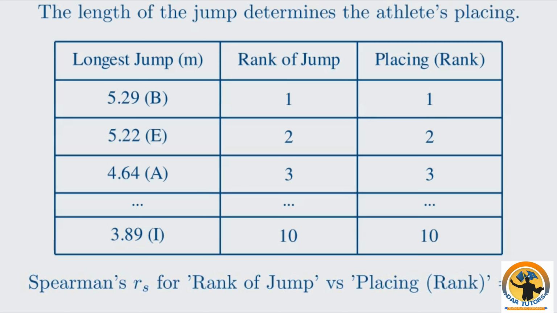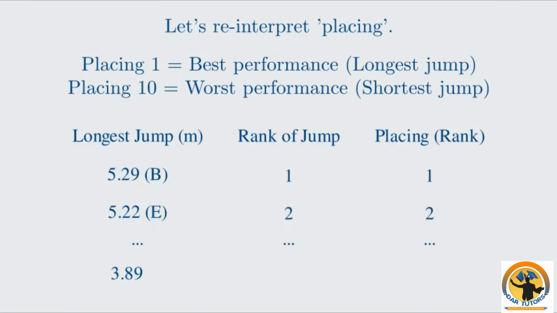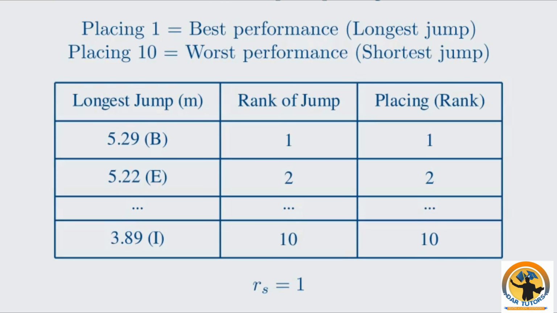This is because the ranks are identical. The question is about longest jump and placing. Let's rethink this using the common convention that placing is ranked first for the lowest value. Let's assume a placing of 1 means the shortest jump, 2 means the second shortest, and so on. With this convention, the athlete with the longest jump gets placing 1, and the athlete with the shortest jump gets placing 10. Now, let's look at the ranks of the jump lengths.